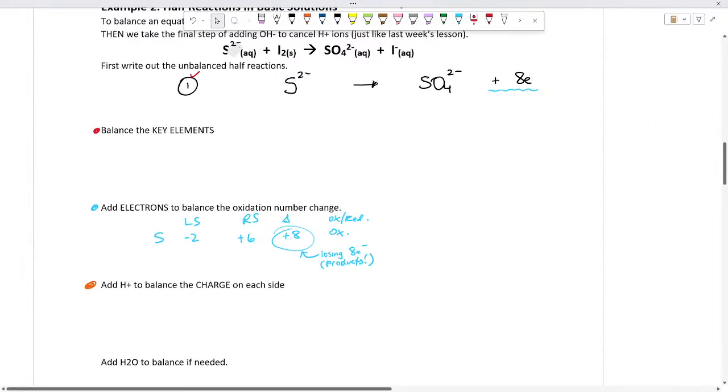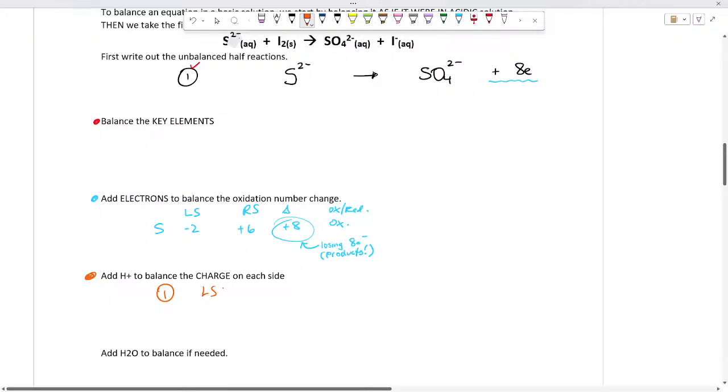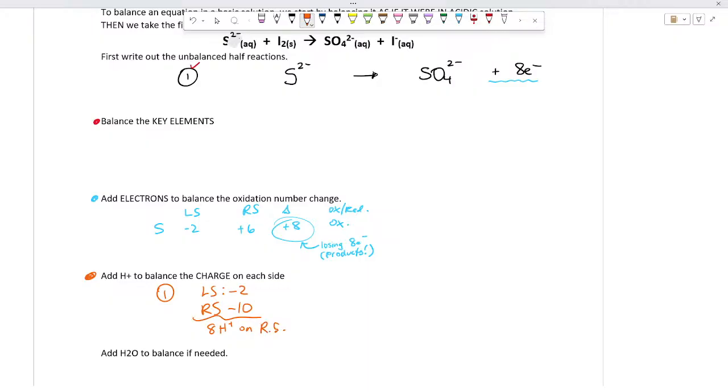Add H plus to balance the charge, right? So in the first half reaction, what's the charge on the left side? Over here. -2. And on the right side, it occurs to me I didn't actually put a negative sign on the electrons. -10. So what do we need to balance it? How many H pluses? Yeah, 8 H pluses on which side? The right side. Okay. So then I'm going to go up here and add 8 H pluses.